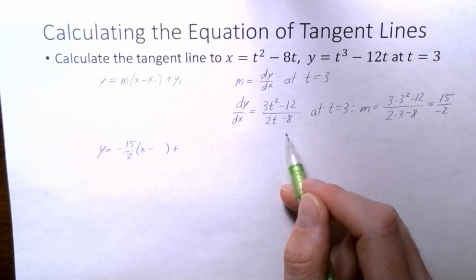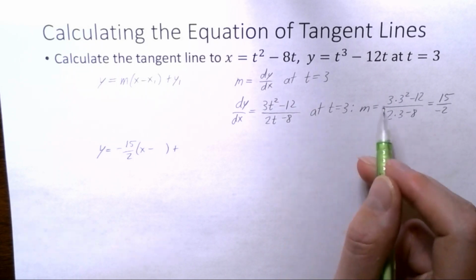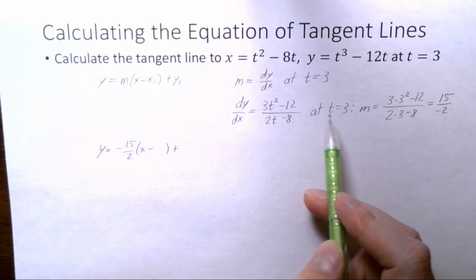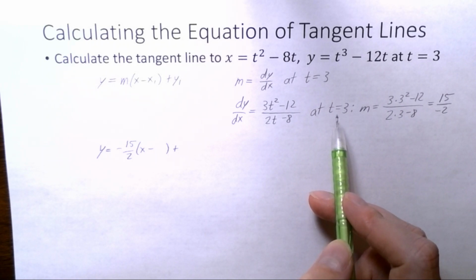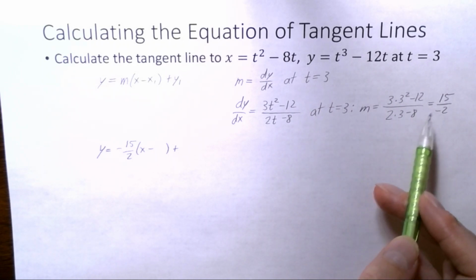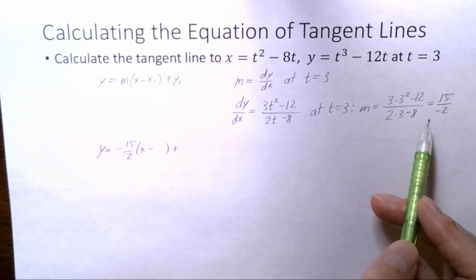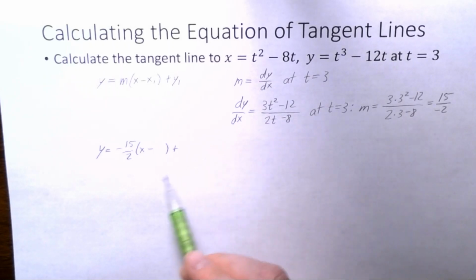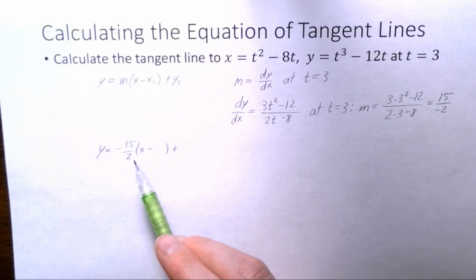To find the slope of the tangent line, we take our value of t equals 3, and we substitute that for t to find m, which calculating gives us 15 over negative 2, which, a positive divided by a negative is a negative, so we may write that as negative 15 over 2.